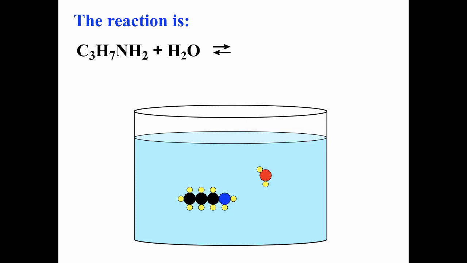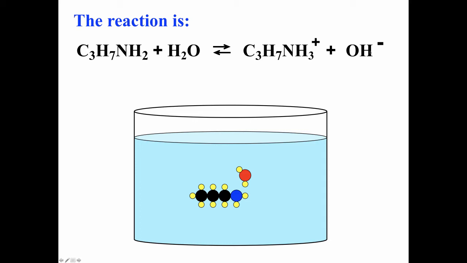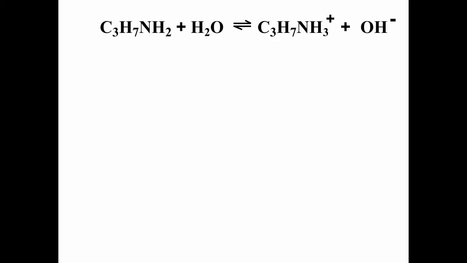And how the interaction might occur is the water gives up or donates a hydrogen to the propylamine. Then it makes the C3H7NH3+, and the water leaves behind an OH-, and it looks something like this. So here's the water getting near the propylamine, near the nitrogen, and a hydrogen is taken from the water, leaving behind an OH-. So this is a base dissociation of water, and there's the equation for it.